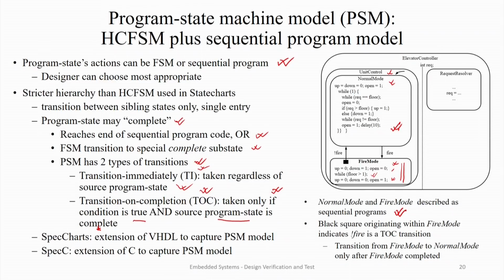The black square originating within fire mode indicates that not fire is a TOC transition, meaning that this transition will be exercised only when the program completes. That means you reach floor 1, and only then can this transition be exercised. The transition from fire mode to normal mode happens only after fire mode is completed. So, this is what it means.